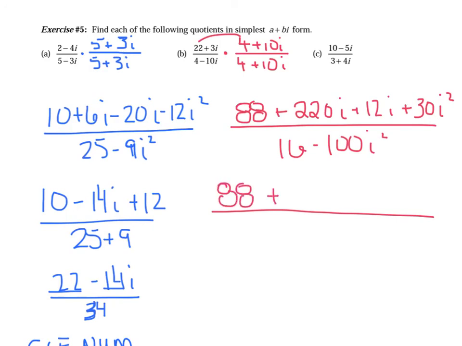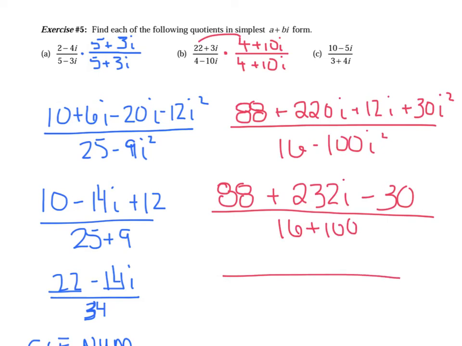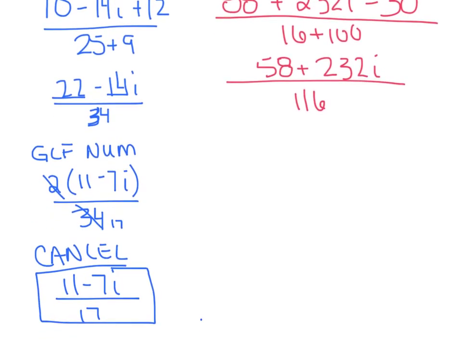88, let's see, plus 232i minus 30 all over 16 plus 100. So let's see, I got 58 plus 232i plus 116. All right, now the question is, who is your GCF? How big of a number can you pull out?